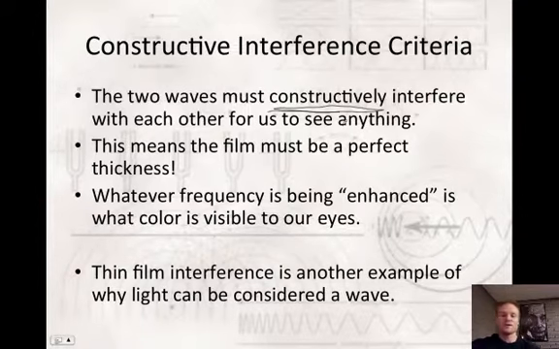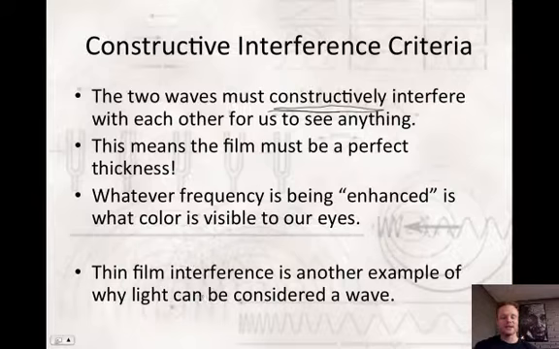What's really crazy is the film must be a perfect thickness, and it gets into some really icky math that we won't have to deal with in this course. It's beyond the scope of it. But when you start calculating the thickness of the film, that thickness, as it varies, is going to cause different colors to be enhanced. That's why if you blow a bubble, you'll sometimes initially see certain colors, and then as the bubble starts to thin out, you'll see new colors forming because the thickness of the bubble is changing. Whatever frequency is being enhanced is what color is visible to our eyes.